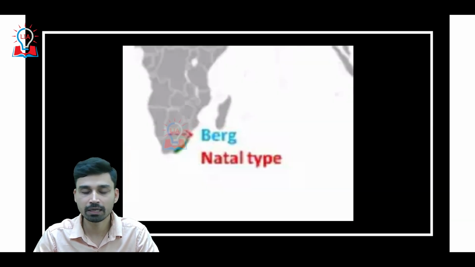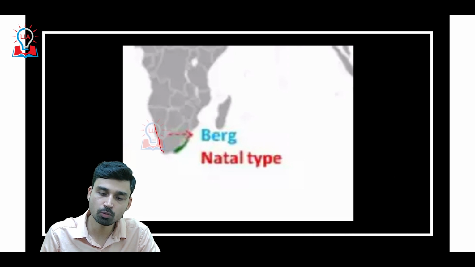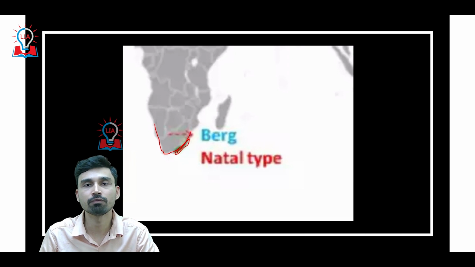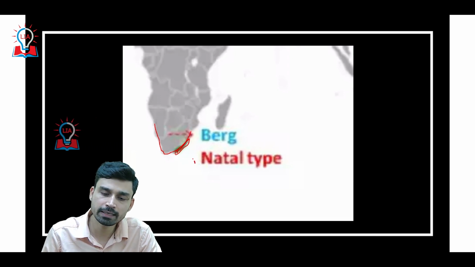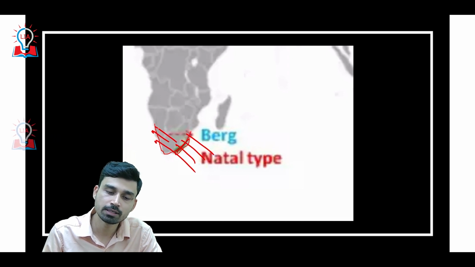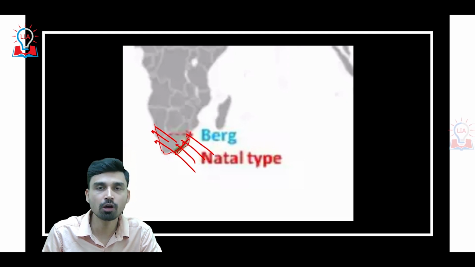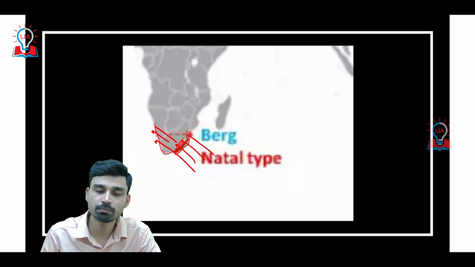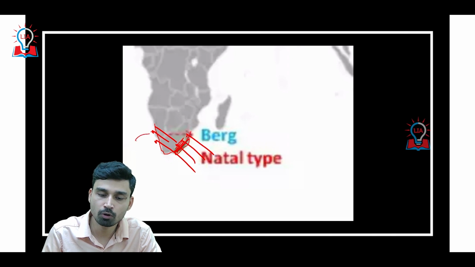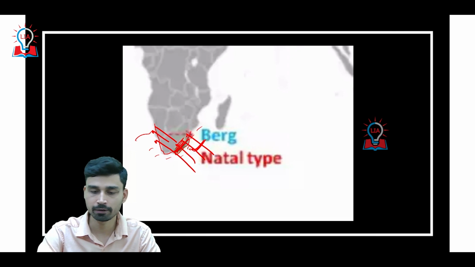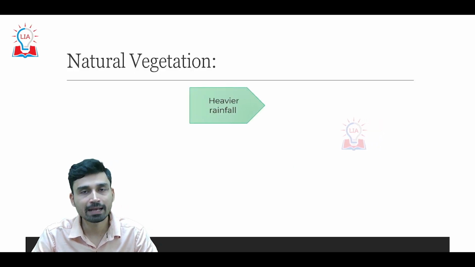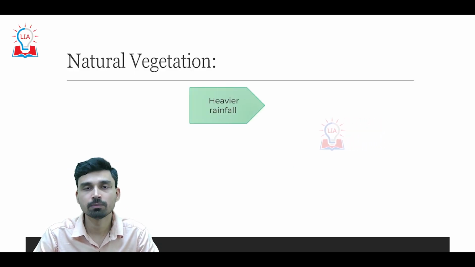If you look at the map here, we can clearly see this is our conical part of Africa, and this green region is where we have development of the Natal type of climate. As far as the planetary winds are concerned, you know that this area is affected by the southeasterly trade winds moving from the southeast. These bring a huge amount of moisture along with them and cause rainfall in this area. And as you can see, on both sides we have huge water bodies, so maritime influence is quite predominant here.